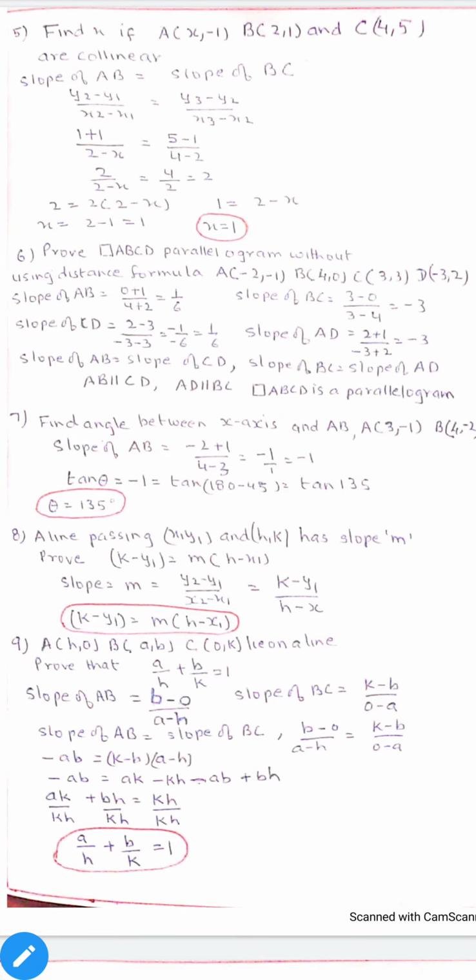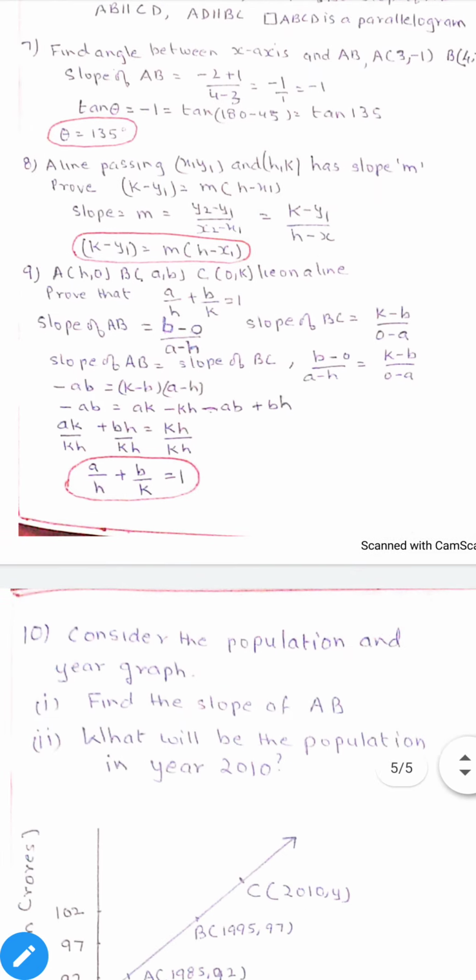Ninth question: A, B, C are on a line. We have to prove a upon h plus b upon k equal to 1. Slope of AB is b minus 0 upon 0 minus h. Slope of BC is k minus b upon 0 minus a. Since A, B, C are collinear, slope of AB equals slope of BC. We put the slopes equal, equate the two values, cross multiply and solve. You can see at the end we are dividing by kh. We get on solving a upon h plus b upon k equals 1.